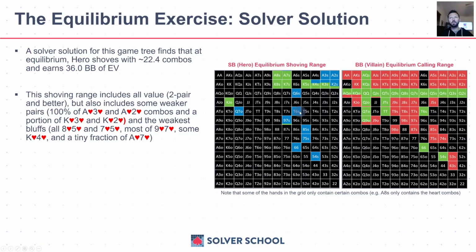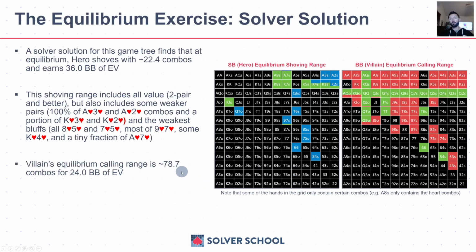But it also includes some weaker pairs. The solver is shoving all of ace 3 and ace 2 of hearts, a portion of king 3 and king 2 of hearts. It's also shoving some of the weakest bluffs, hands like 7-5 suited, 8-5 suited, most of 9-7 suited, and then some of king 4 suited. And if you can kind of see this tiny sliver up here, it's also shoving a little bit of ace 7 suited as well.